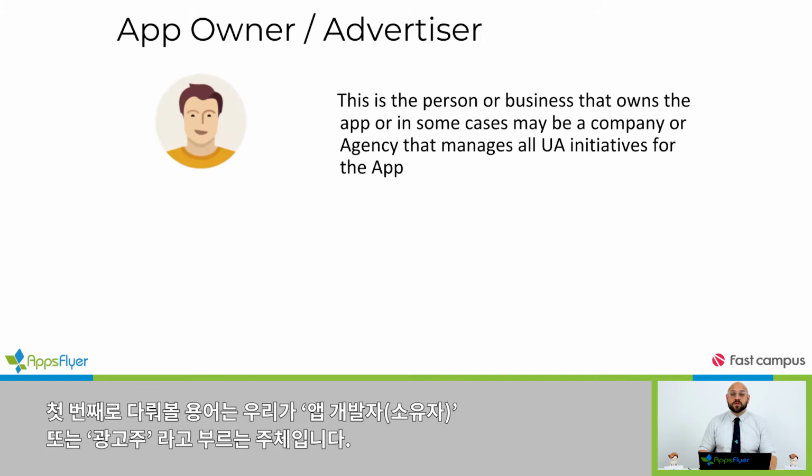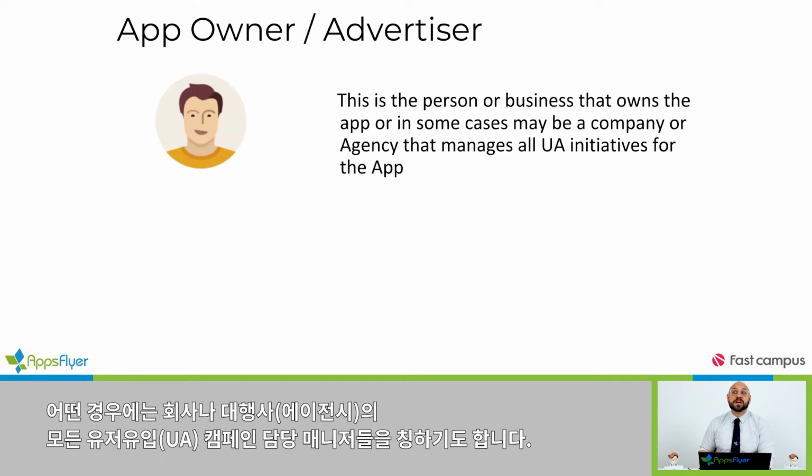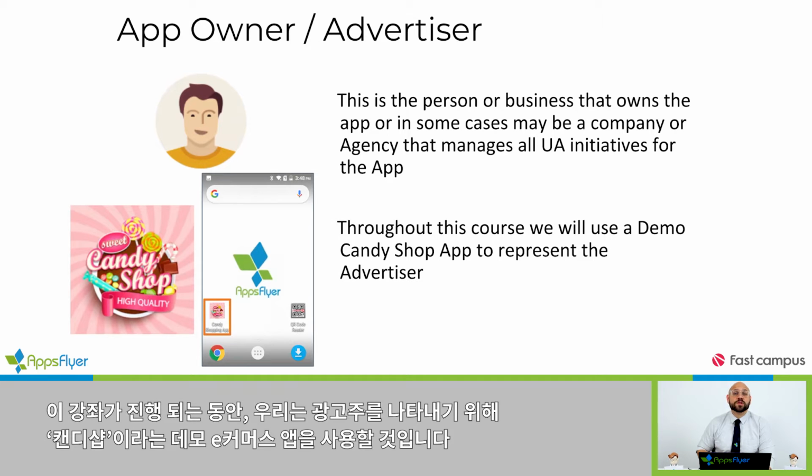So the first term or definition that we're going to cover is what we call the app owner or advertiser. This is the person or the business that owns the app, or in some cases might be a company or agency that manages all the UA initiatives for an app. Throughout this course, we'll use a demo candy shop e-commerce app to represent the advertiser.